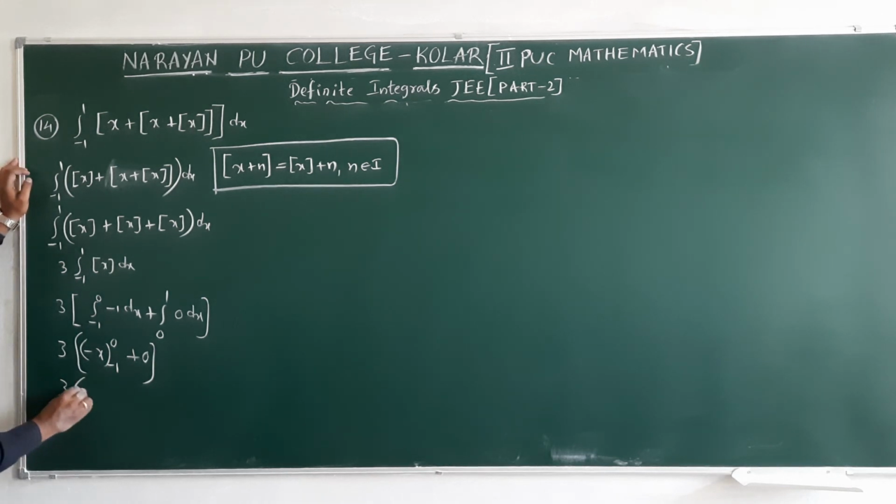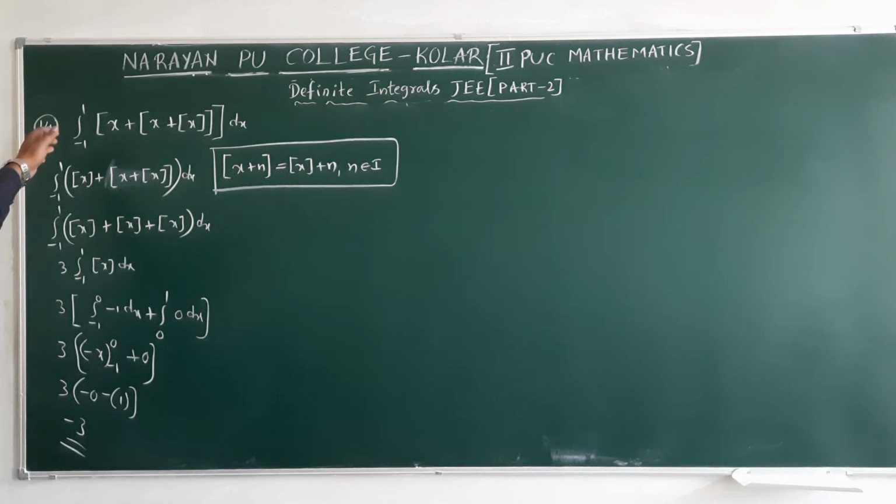Now 3 into minus 0 minus of minus plus 1. What is the total answer? 3 into minus 1, that is minus 3 is the answer. That is option C is the correct one.